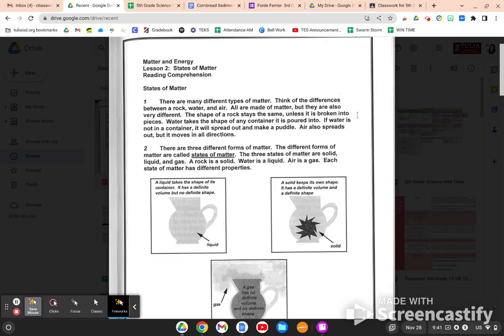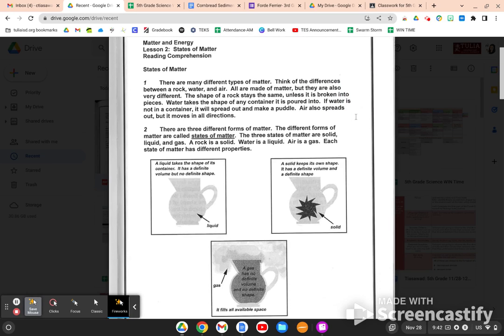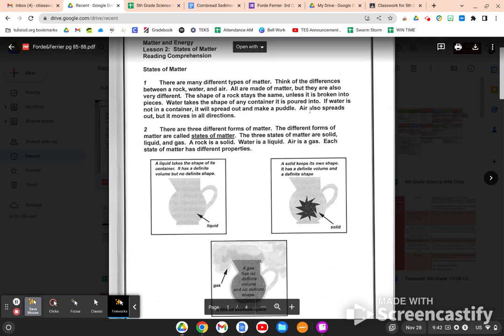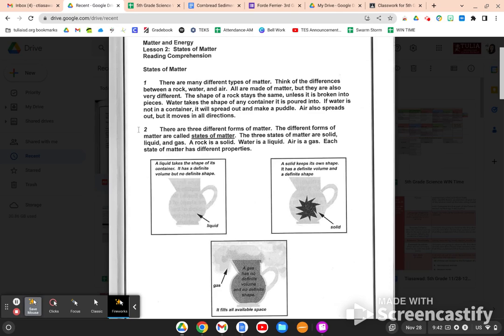The shape of a rock stays the same unless it is broken into pieces. Water takes the shape of any container it is poured into. If water is not in a container, it will spread out and make a puddle. Air also spreads out but moves in all directions.